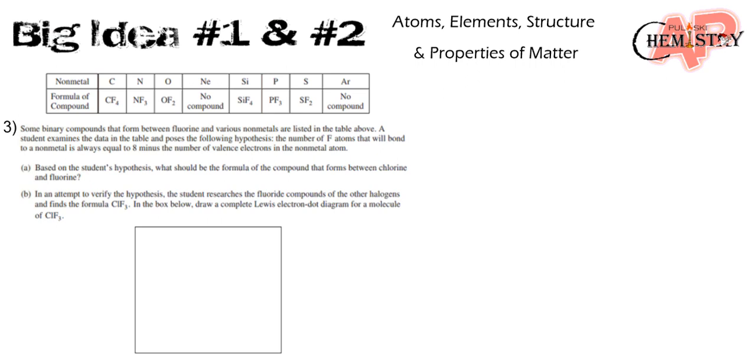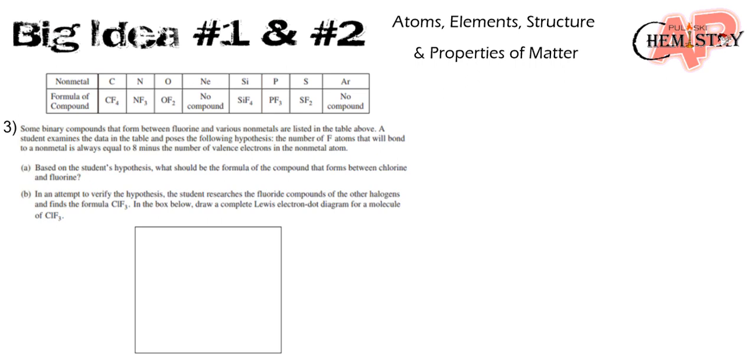A student examines the data in the table and poses the following hypothesis: the number of F atoms that will bond to a nonmetal is always equal to 8 minus the number of valence electrons in the nonmetal. What? Okay, so when I read this, I needed to figure out what it was saying.